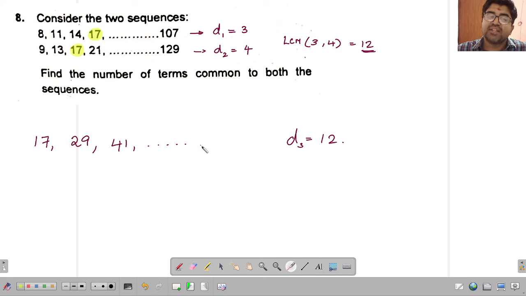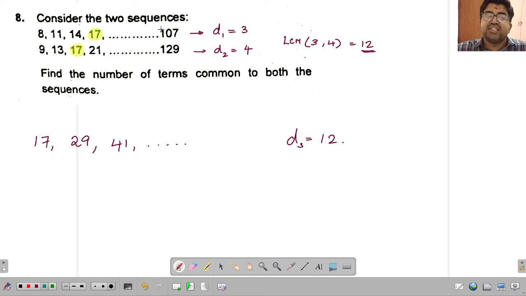So what is the method? Identify the first common term. Look at the common difference of the first sequence and the common difference of the second sequence. The common difference of the combined sequence will be the LCM of 3 and 4, which is 12. Got it? So D3 is 12. Now, in the question, how many terms are common to both the sequences is what is asked.